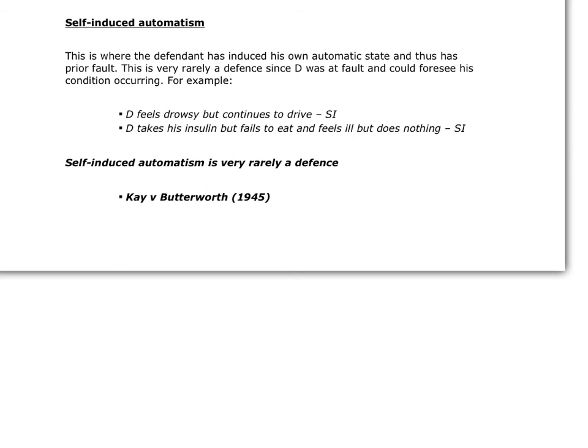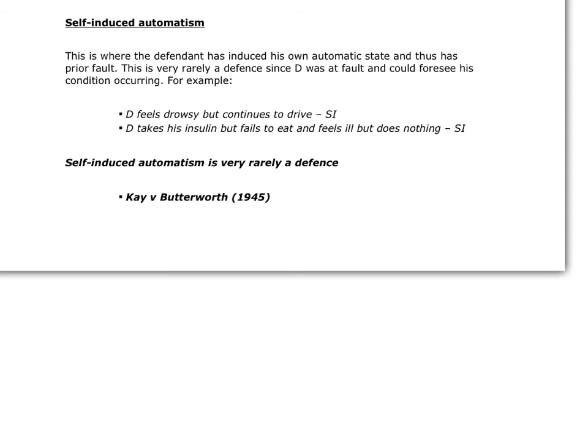Self-induced. D takes his insulin, but fails to eat. Diabetic, knows it's going to happen, but feels ill and does nothing about that. That is self-induced. So something like the bees would be normal automatism. Self-induced automatism, which we've seen a few cases of those discussed before. This is where you would conclude, after considering normal automatism, that in fact it was self-induced, which is very rarely a defence.